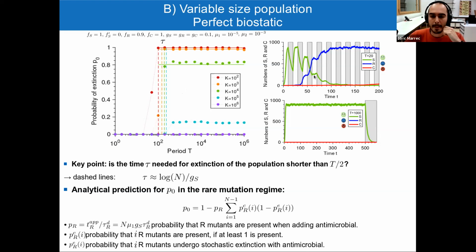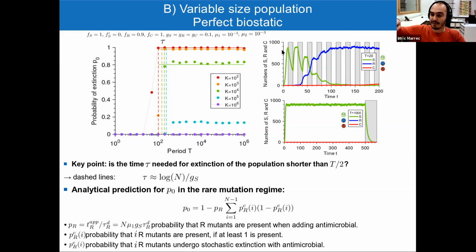To understand what happens in this regime, we can take a look at this simulation run. In this figure, I plot the numbers of each type of individuals versus time. Here again, in the white phases, I have no drug, and in the gray phases, I have drugs. As you can see, the phase with drugs is not long enough to drive the population to extinction.